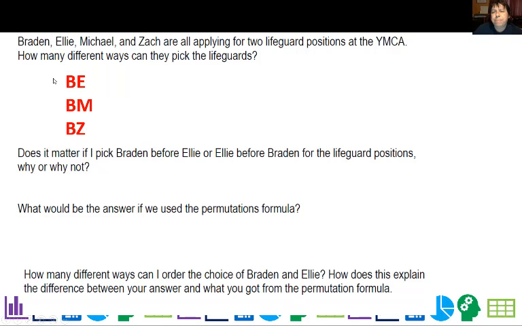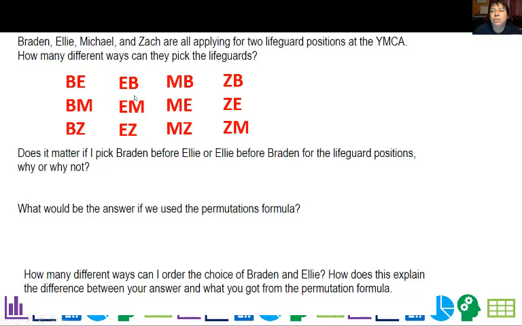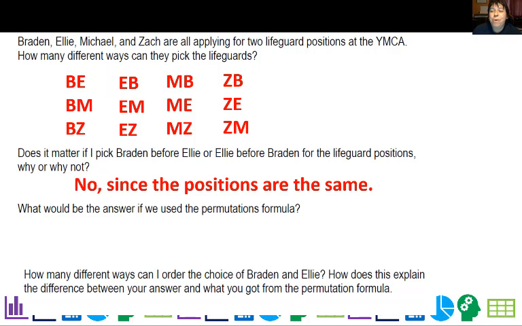So I said, well, I could pick Braden and Ellie, Braden and Michael, Braden and Zach. It's sort of like the top part of a tree diagram. And then keep doing it for each of the 4 first choices. So here I'm counting 12. But let's think about this. Does it matter if I pick Braden before Ellie or Ellie before Braden for the lifeguard positions? No, because they both get the job, and it's not like they're different jobs. It's the same type of job.